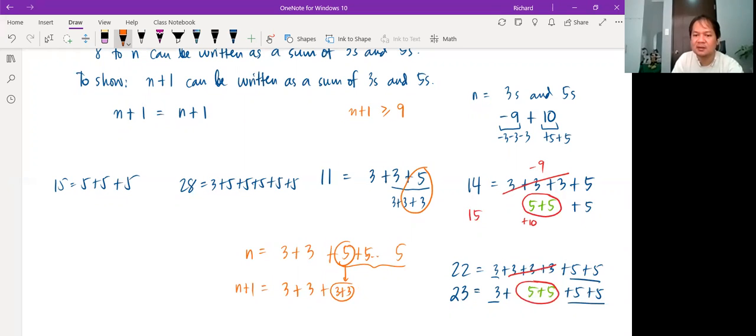Even if there is only a single 3, as long as there is a 5, it can always be replaced by 3 plus 3. So actually, it doesn't matter how many 5s there are, as long as there is one 5.